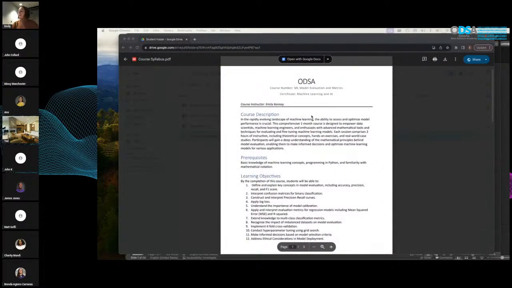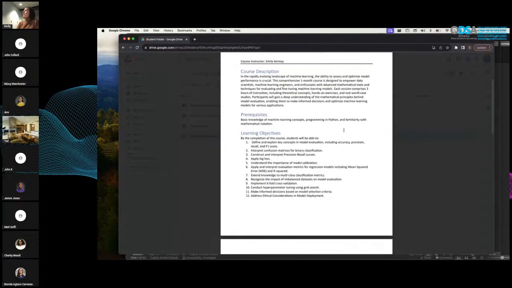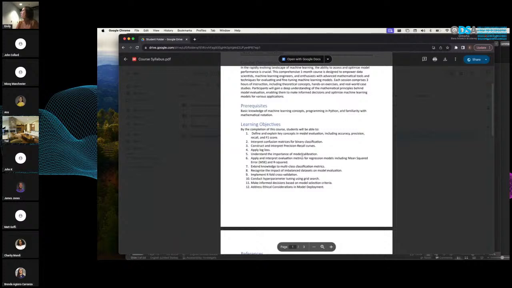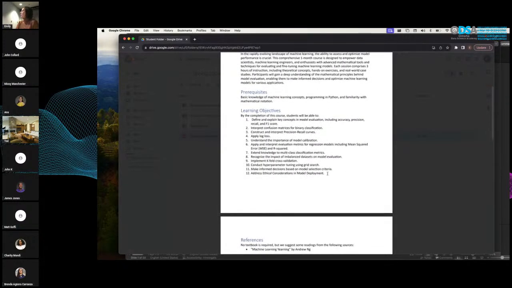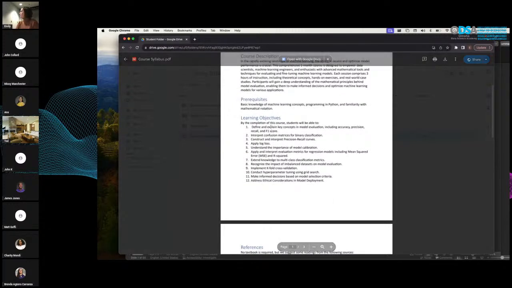There we go. So in our course syllabus here, there's the description and prerequisites. It really doesn't change too much from the other course. You guys are all really familiar with the machine learning concepts and programming in Python, looking for just a little bit of familiarity with mathematical notation, but we're going to cover what you will need today. If you're not feeling comfortable with the things that we talk about today, I would review those, make sure you feel good, because that's the language that we will use to describe the other metrics.